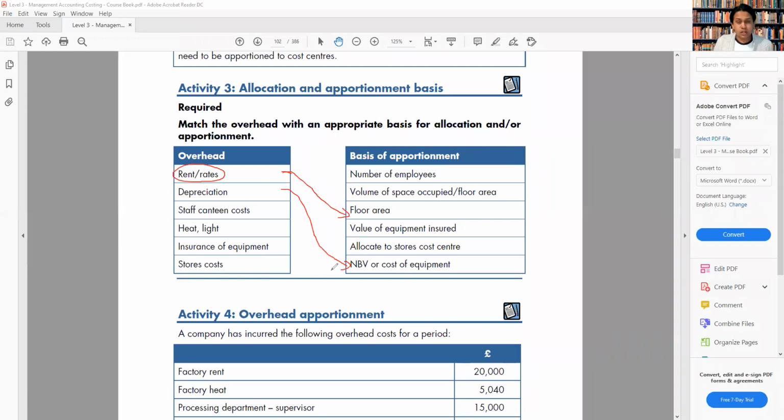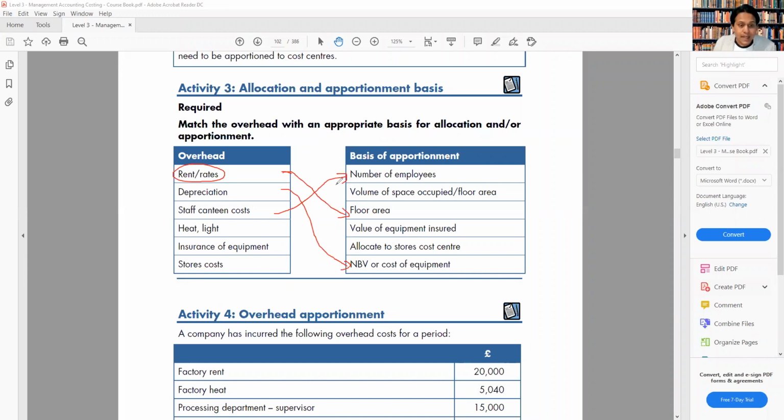Staff canteen cost. Number of employees. Very well done, Nicole. So staff canteen cost, number of employees. Very well done. Heat and light. Which one you go for?